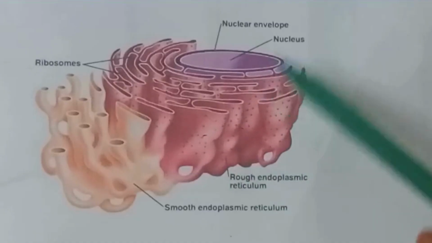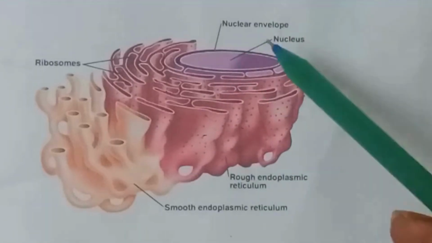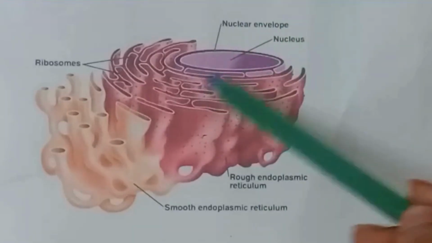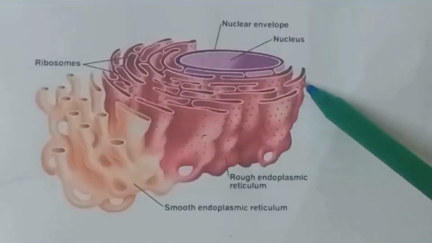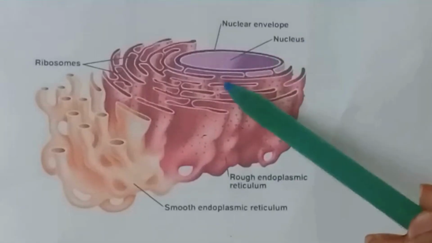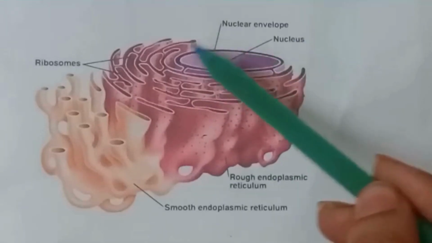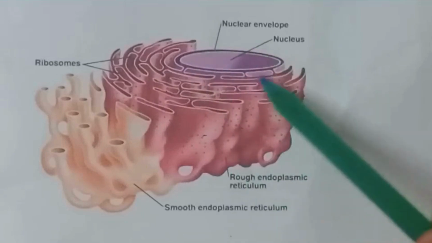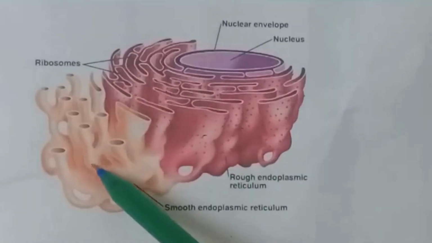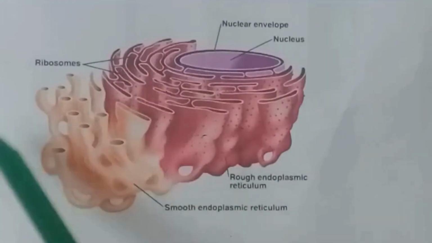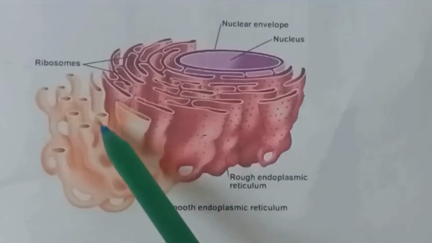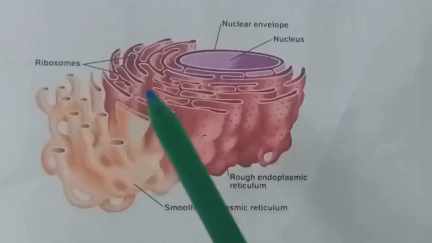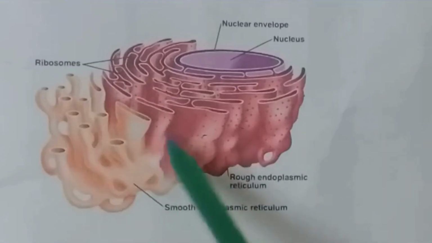Again, based on the presence of ribosomes, the endoplasmic reticulum is divided into two types. Those that bear ribosomes on their surface are known as rough endoplasmic reticulum, which is involved in the synthesis of proteins, and the rough endoplasmic reticulum is continuous with the outer membrane of the nucleus. Coming to the smooth endoplasmic reticulum, it does not contain any ribosomes on its surface, and it is involved in the synthesis of lipids, including steroid hormones.